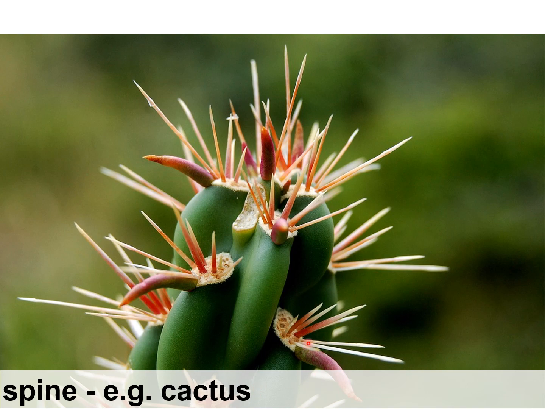You remember last time we talked about the modified stem of the cactus, which is the cladode. And the cactus also has a modified leaf. They modify the leaf into a sharp structure extruded from the stem.